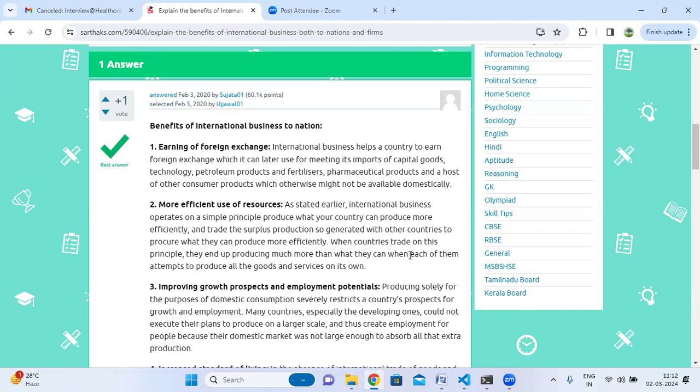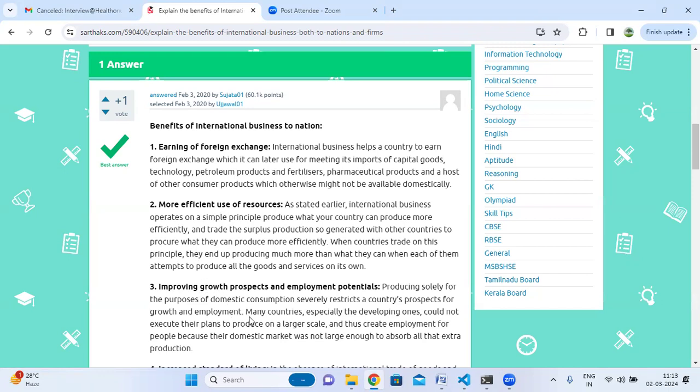When countries trade on this principle, they end up producing much more than what they can when each of them attempts to produce all goods and services on its own. So it leads to a more efficient use of resources.